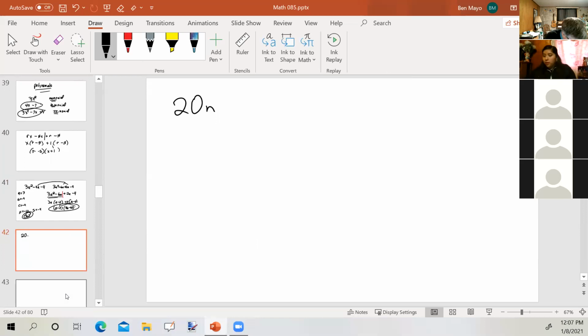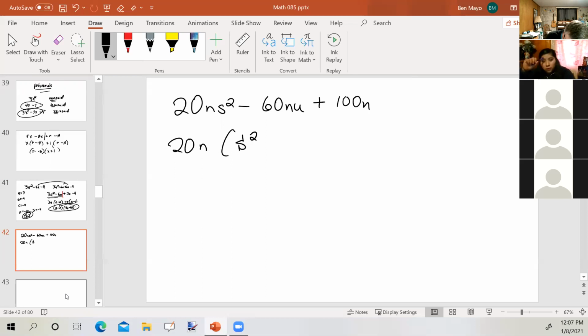20in s squared minus 60in u plus 100in. This is a trinomial, and it's kind of hard to tell whether it's in standard form or not, because there's several different variables there, but I do see there's a greatest common factor of 20in. So I'm going to take out 20in, and I'll have s squared minus 3u plus 5. Okay.